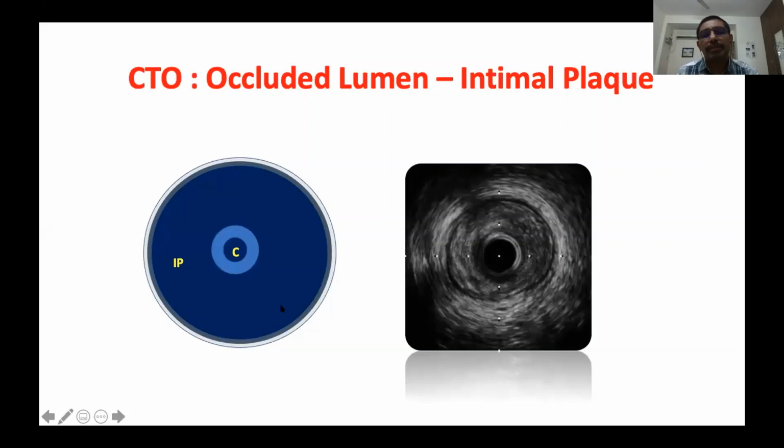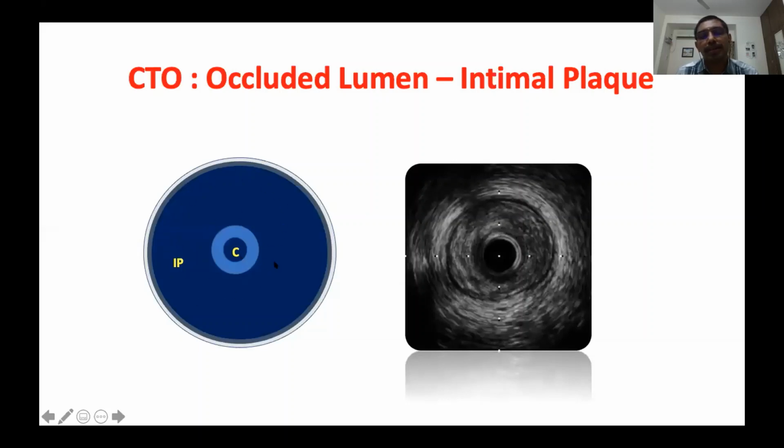And some of the morphologies are specific to chronic total occlusion. In chronic total occlusion, the lumen is occluded, or filled with the intimal plaque. So there is no lumen at all. When you say that you have passed your wire from true to true, you are actually going through the intimal plaque. How does it appear?